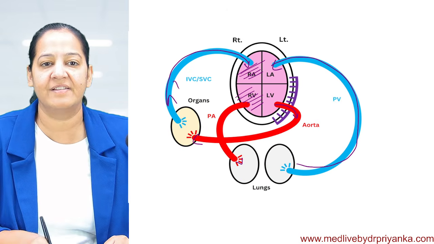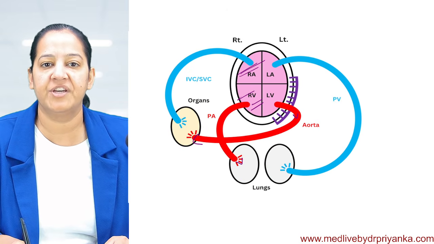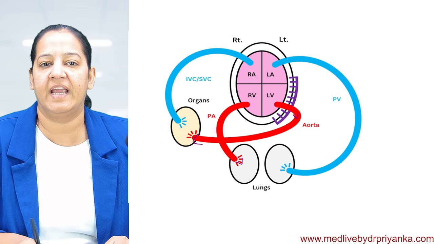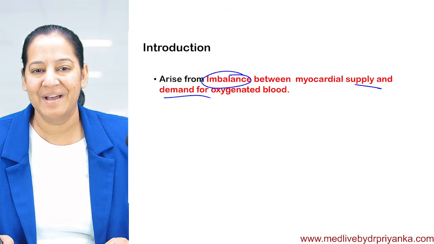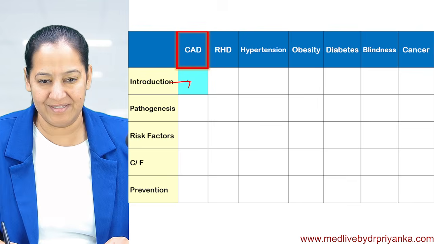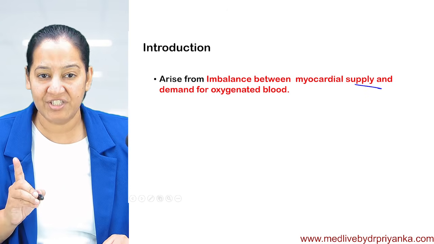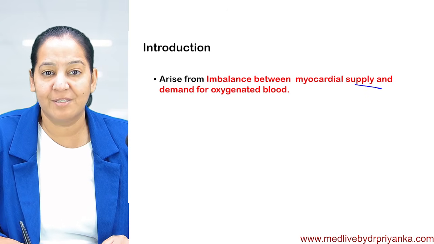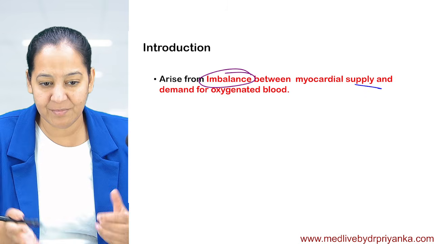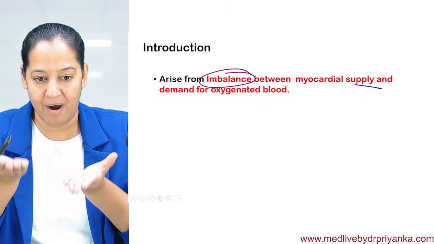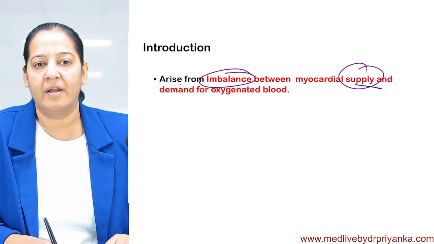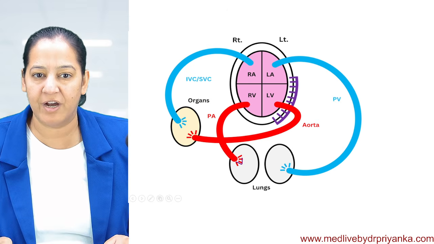I guess everyone can understand this. Now, the question is, I am teaching you CAD, coronary artery disease. My current topic is coronary artery disease, CAD, which arises because of the imbalance. Imbalance between what and what? Between the demand and supply of the heart. You will say, what is the demand of the heart? What is the supply of the heart?